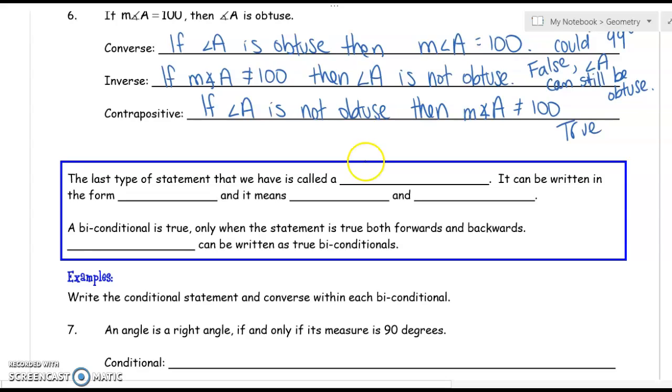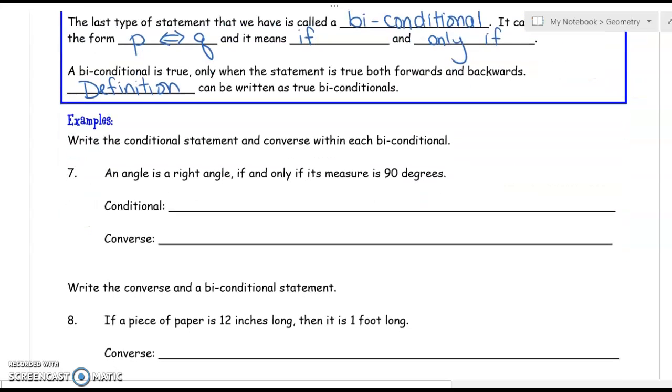All right, the last one is the biconditional. The last type of statement we have is a biconditional. A biconditional can be written in the form P with kind of like a double arrow, Q. And it means if and only if. All right. A biconditional is true only when the statement is true both forwards and backwards. All right. Definition can be written as true biconditionals.